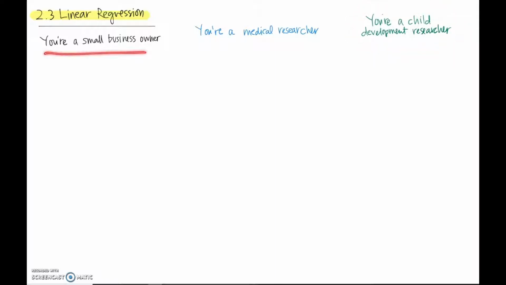Now, in each of these cases, we're going to look at scenarios where you have some data that you want to analyze and you want certain questions answered, especially as you research or as you're trying to grow your own business and dollars are really important. In each of these scenarios, there's going to be data that we want to analyze.